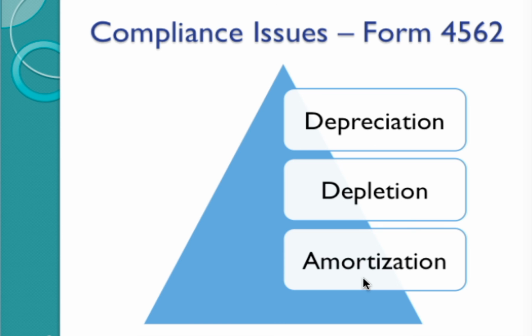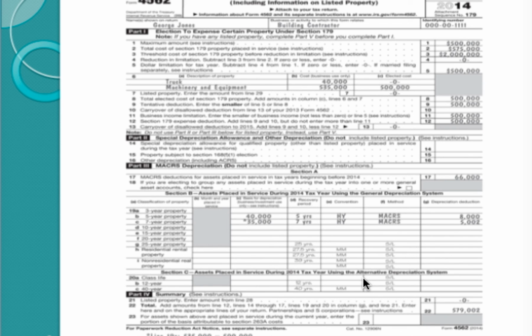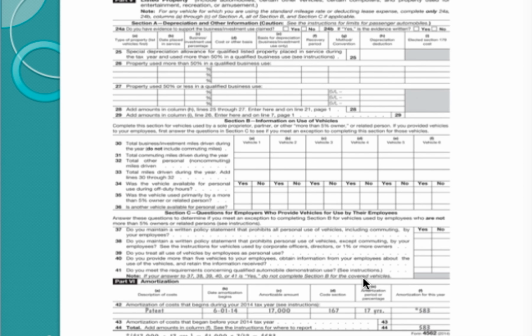Form 4562 is the one that's commonly used for depreciation, depletion, and amortization, and then the effects of that form are carried over to other forms based on what type of business or individual that you are. So there's a look at what 4562 looks like, page 1, page 2, and that's pretty much the main concepts from this chapter that we should be considering.